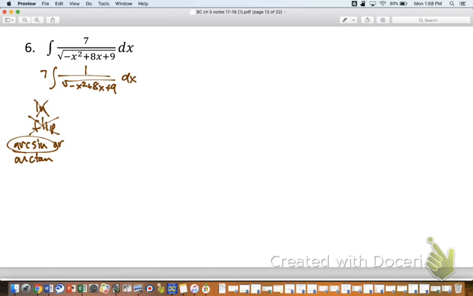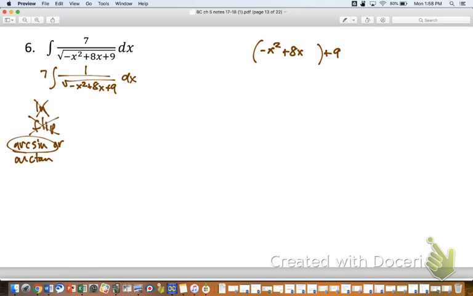So I'm going to write this. I'll just come off to the side to do this. Negative x squared plus 8x plus 9. I'm going to group my first two terms. This is where this one gets tricky. In order to complete the square, your a value has to be specifically 1. And right now it's negative 1. How do I fix it?